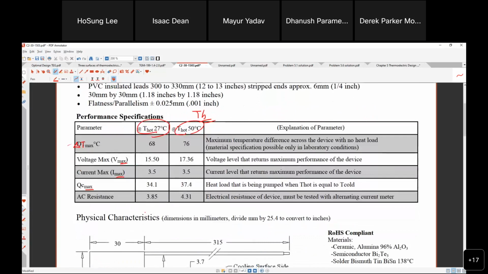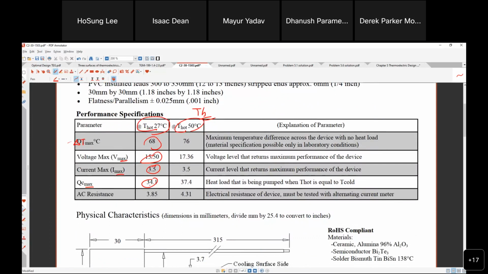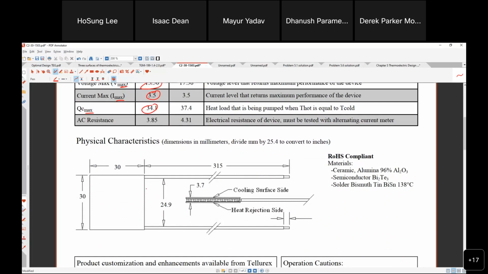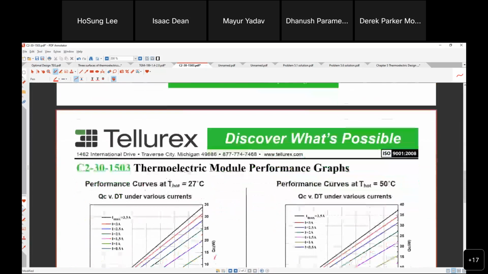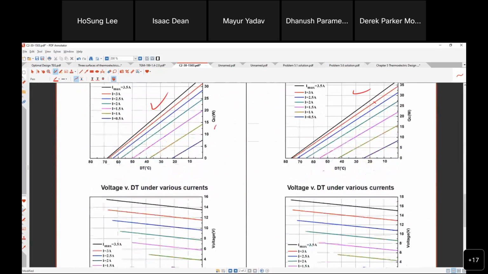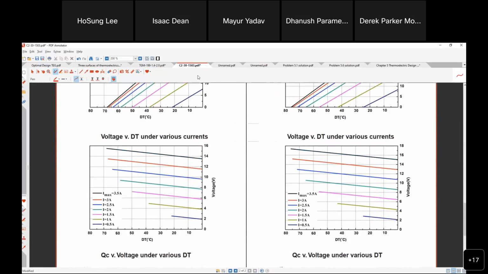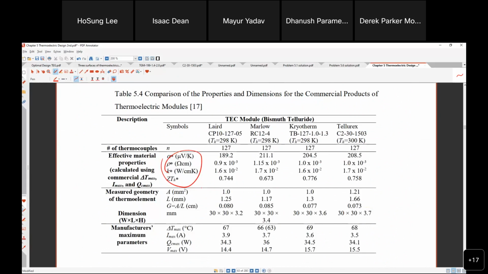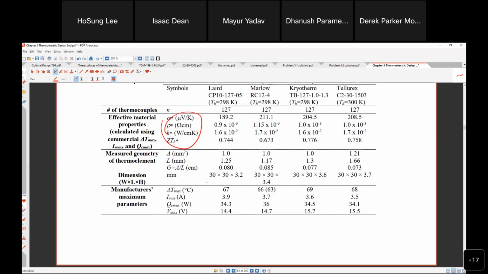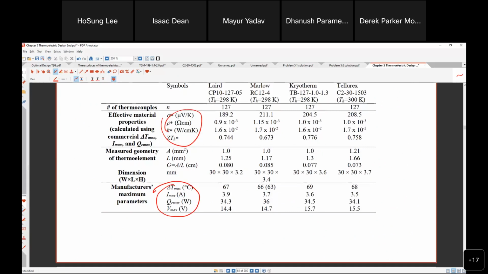Better than the generator, so we can get the numbers. And then you can compute effective material properties. And once you have that, you can do anything. You can generate, no problem. So once I have the maximum values, I calculated effective material properties, and even I calculated the ZT. It turns out 0.744.